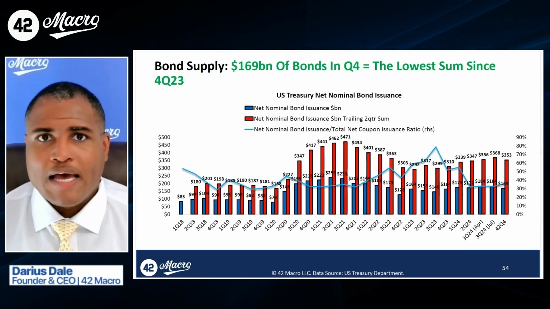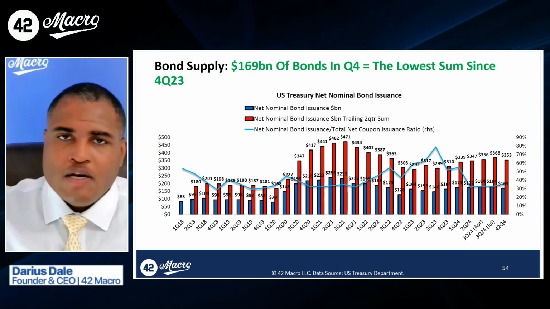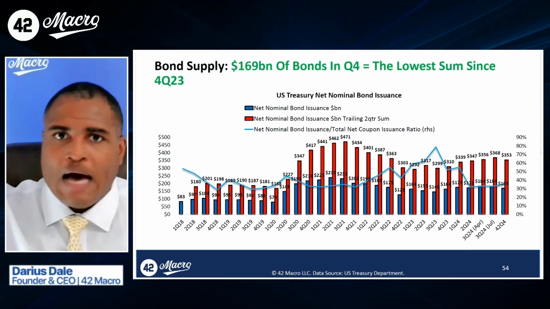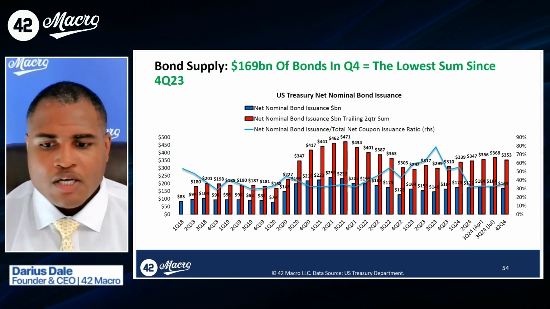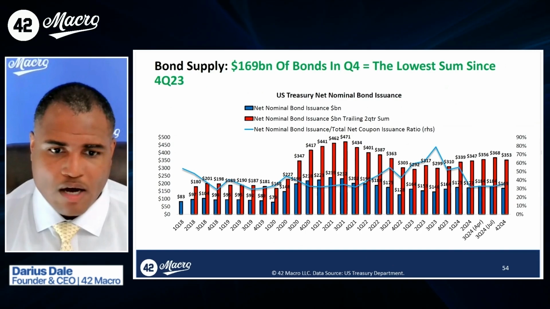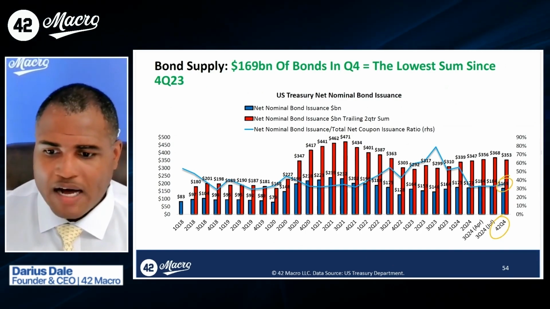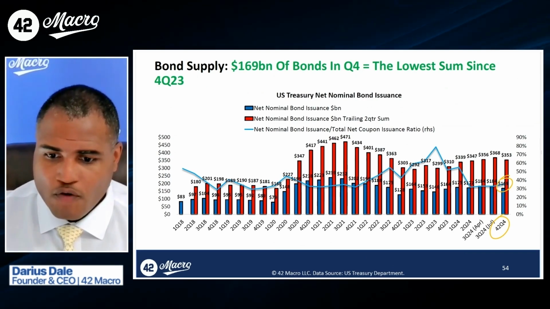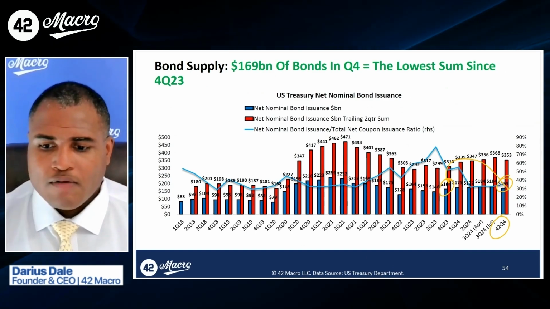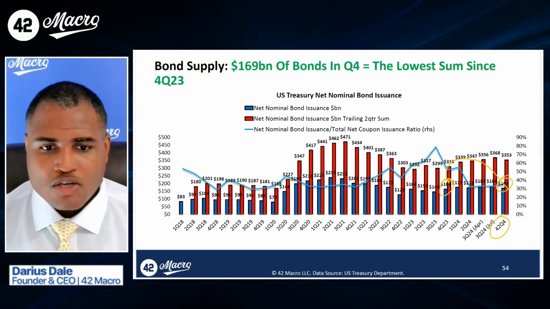And then finally, bond supply. When you're talking about coupon issuance, obviously issuing a 2-year note is less onerous from the perspective of the private sector's balance sheet capacity than issuing a 30-year bond, which has a lot more duration risk component to it. So what we want to do as investors is understand the amount of bond issuance that the Treasury is issuing as well. If you isolate Q4, it's only $169 billion of bonds in Q4. That's the lowest sum since 4Q of 2023. So we're moving in the right direction in terms of the Treasury's influence on financial conditions in terms of issuing bonds on a net basis. So it's very mixed.